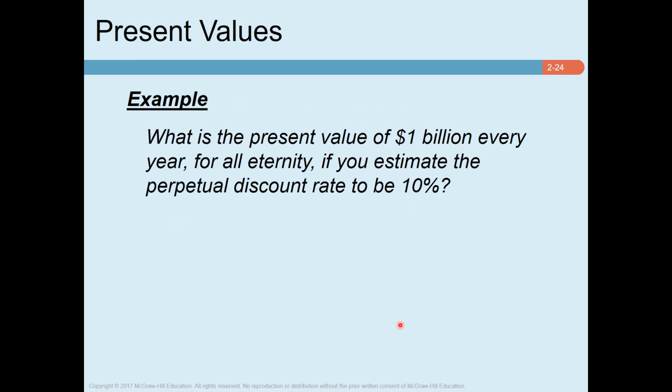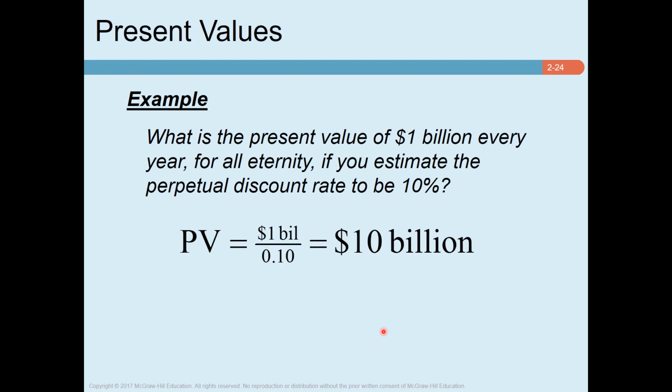So look at this example. What's the present value of $1 billion every year for all eternity if you estimate the perpetual discount rate to be 10%? So your periodic cash flow is 1 billion and your discount rate is 10%. So what's the present value? As we already know, present value is the cash flow divided by the discount rate. So the present value of this perpetual cash flow is $10 billion. Okay.